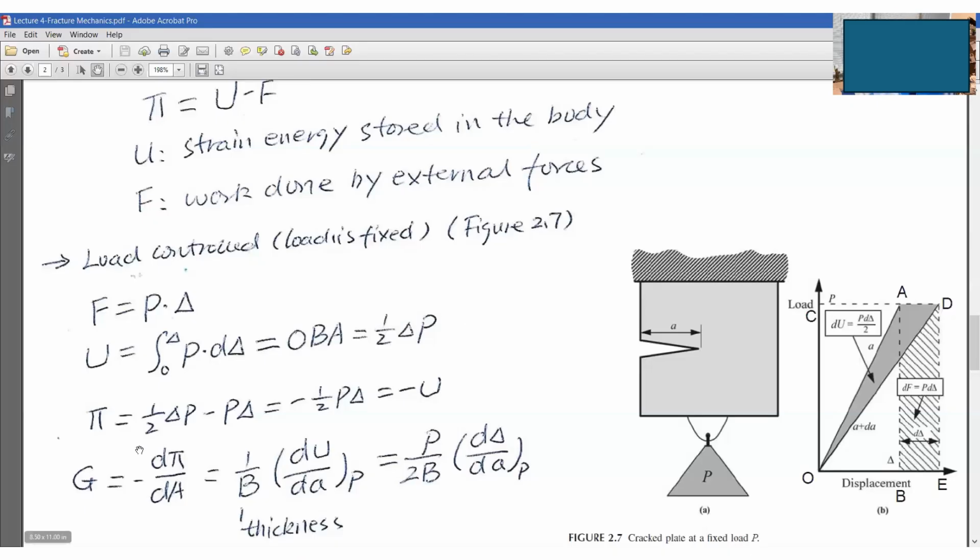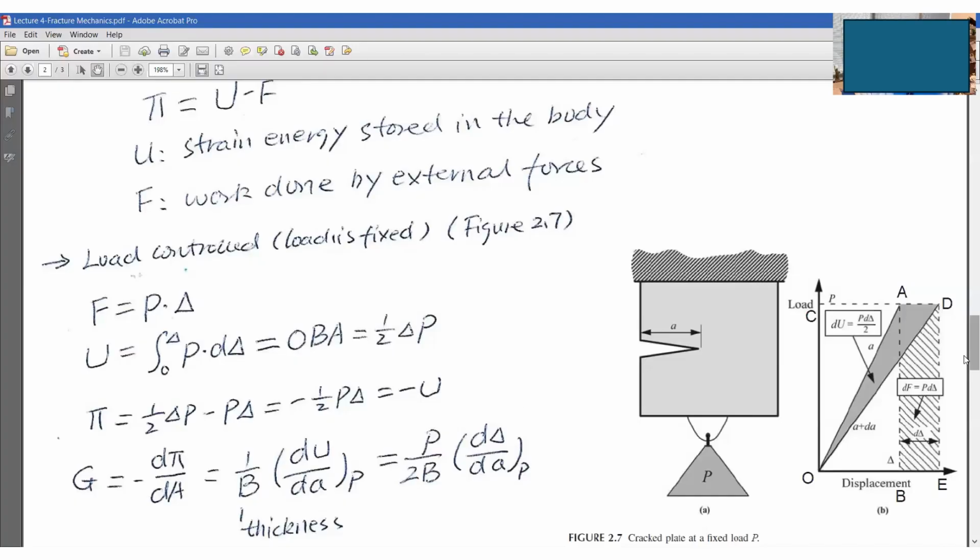Then we get pi. Pi equals U minus F. This is my U, this is my F. F equals P delta because P is a constant. This will equal 1/2 P delta. This is U equals 1/2 P delta. So pi equals negative U. You understand, guys?